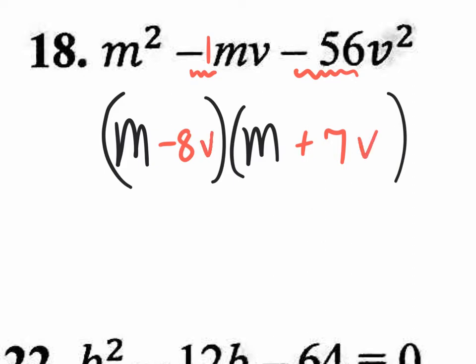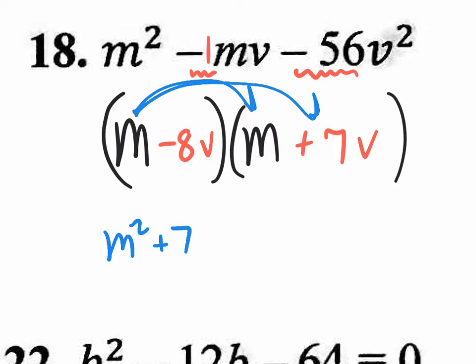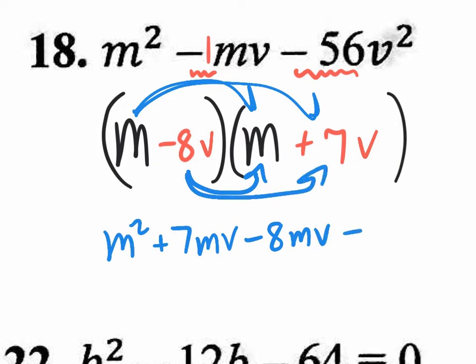form. Now, if you're not too sure about it, you could always distribute m times m, that's m squared, m times 7v, that's plus 7mv, and then negative 8v times m, that's negative 8, put it in alphabetical order, mv, then negative 8 times positive 7, that's negative 56 v squared.